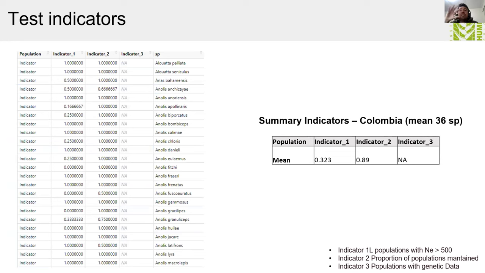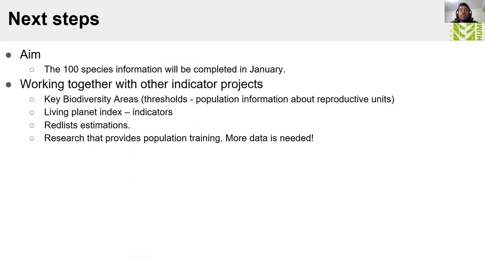Finally, these are the overall results of our analysis. The summary is for the 36 species, and this is the mean of the indicators. I would like to finish by telling you that we finished this analysis in January. We hope to complete the 64 remaining species in December and January, according to the review of literature.